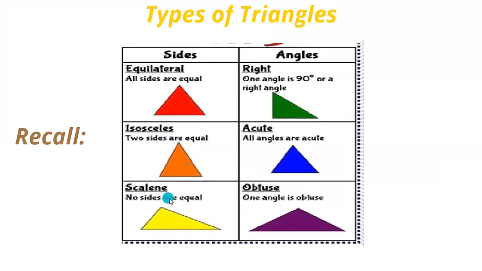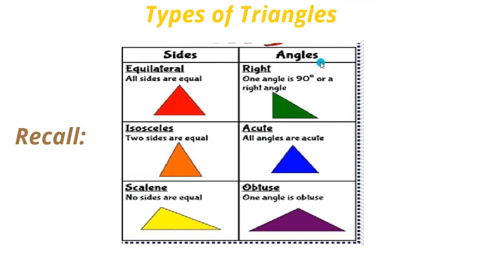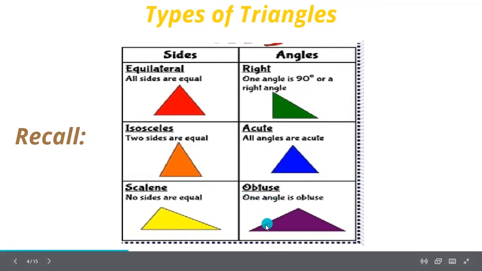Then scalene triangle: three unequal sides. No sides will be equal. All will be unequal sides. Then it is called a scalene triangle. Then based on angles, if one angle is 90 degrees, the triangle is called a right angled triangle. If all angles are acute, it is called an acute angled triangle. If one of the angles is obtuse, which is more than 90, it is called an obtuse angled triangle.